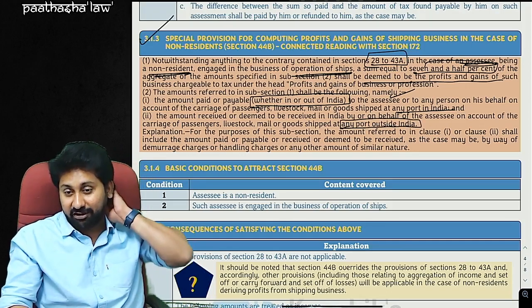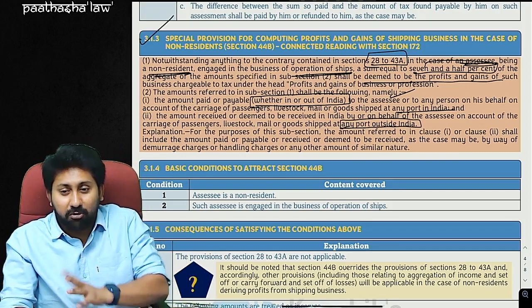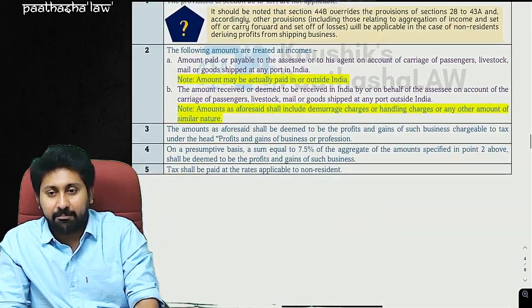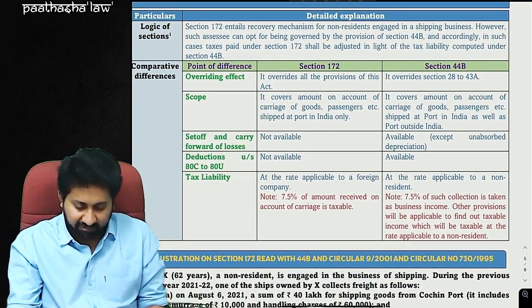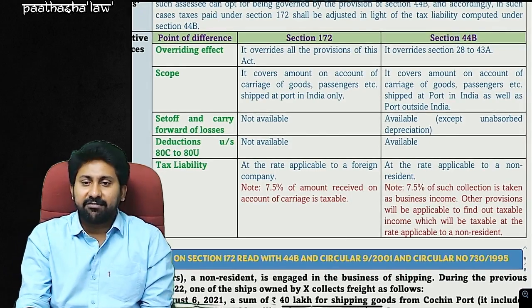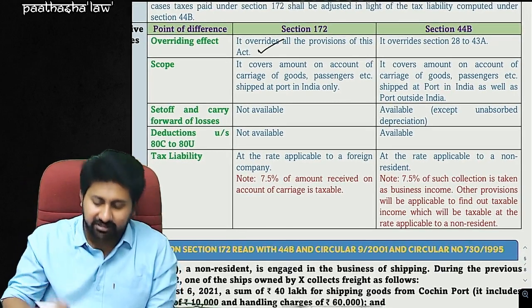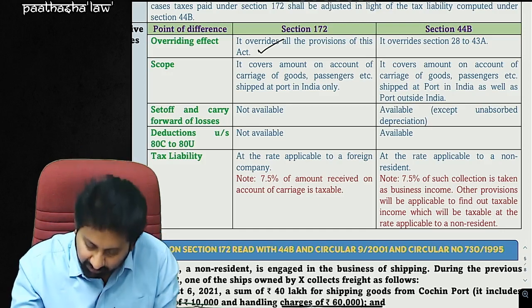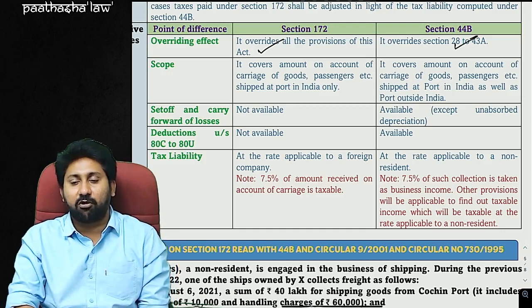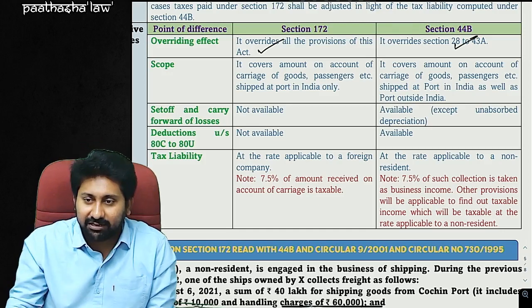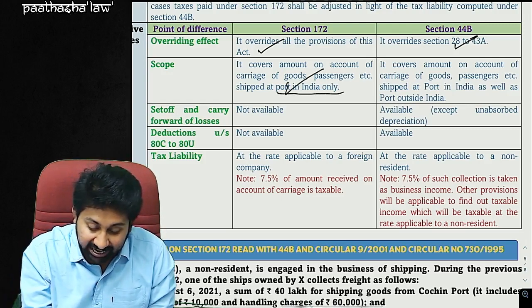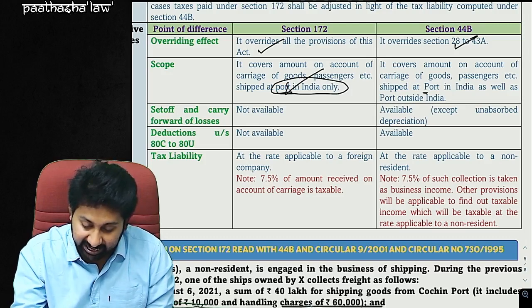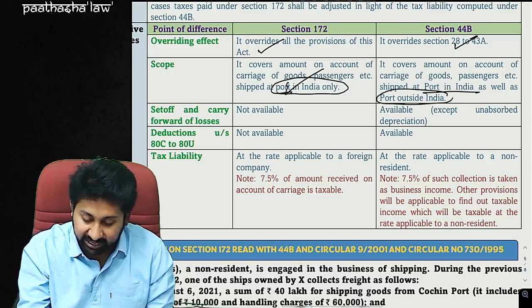Sir, what is the difference between 172 and 44B? So many points have come now, so I kept it in the following differences. Beautiful chart. First one: 172 overrides all the provisions of this Act. 44B, only 28 to 43A it will override. Scope covers amount on account of carriage. It covers carriage from a port in India only. Here it is in India as well as outside India.